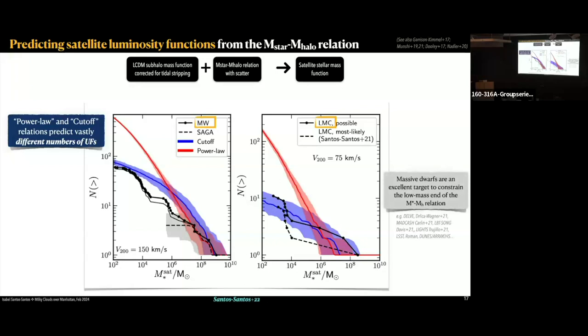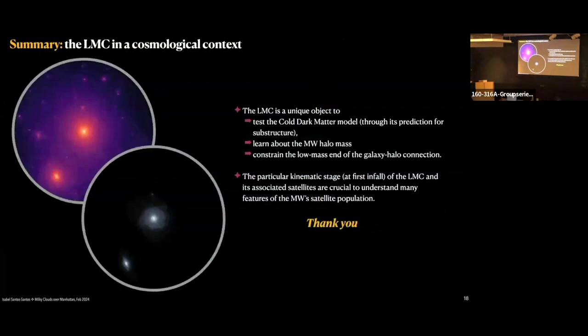And I'll just leave you with my summary. The LMC is a unique object that tests CDM, to learn about the Milky Way halo mass and to constrain the low mass end of the galaxy halo connection. And also it's crucial in order to understand different features of the Milky Way satellite population.